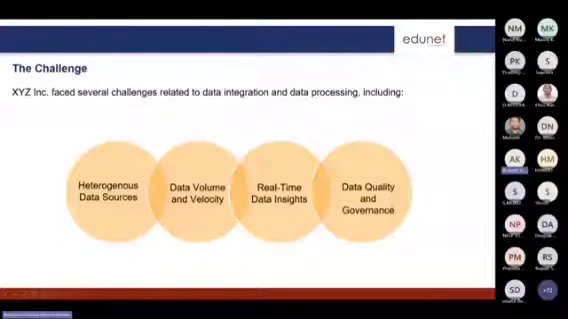It can show us from where to where this column has been moved and where it has been used. So this is about the data sources, the volume and velocity, the real-time data insights, and the quality and the governance. So any doubts in this, or anything you are having trouble understanding?